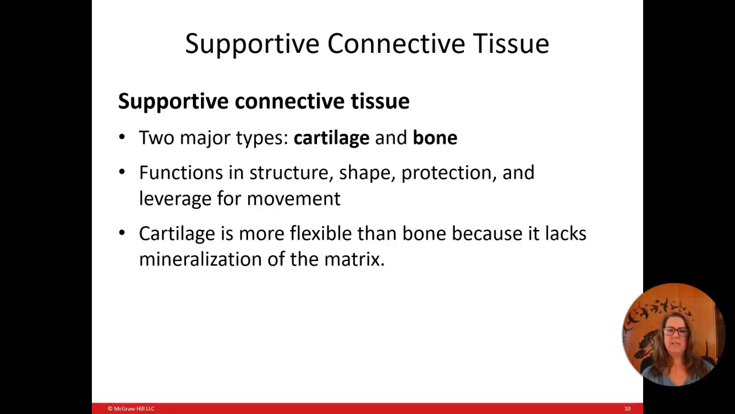Think internal support and structure: cartilage and bone. We wouldn't have the shape of our nose or our ears, or the cushions between the vertebrae of our vertebral column, if it wasn't for that cartilage. And of course, bone. Think about our bone giving us shape to our shoulders, our skull. So much about us is determined by the bone beneath it. Cartilage and bone also support the body, and when we connect other tissues to it, like muscle tissue, now we can move the skeleton. Okay?